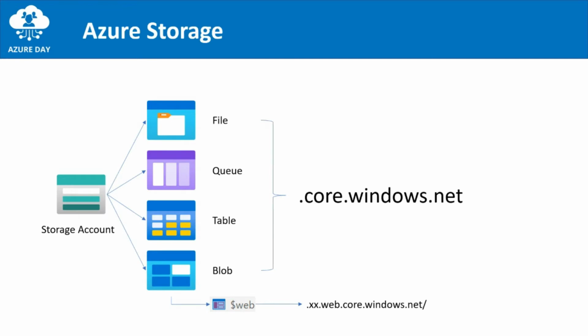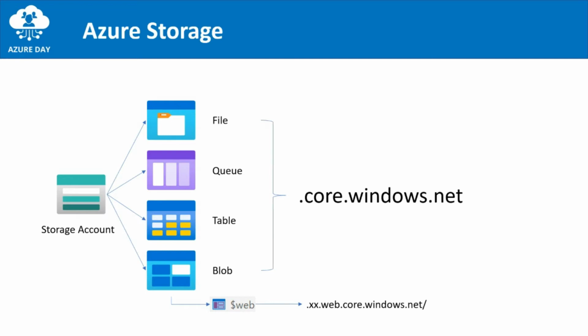So it will be concise: storage account name dot something dot web dot core dot windows.net, and that becomes your landing zone for your web pages. Right now, if you take a look at how you enable it, it's actually pretty easy.